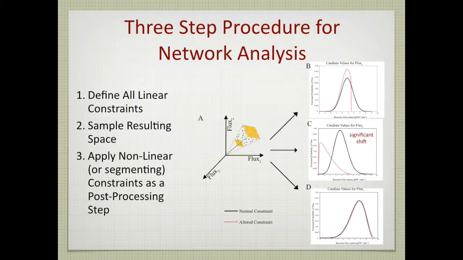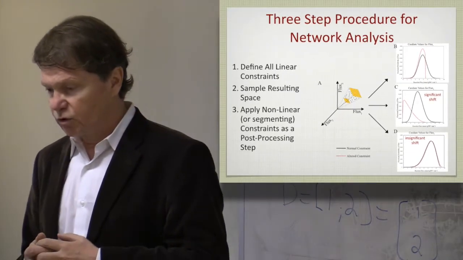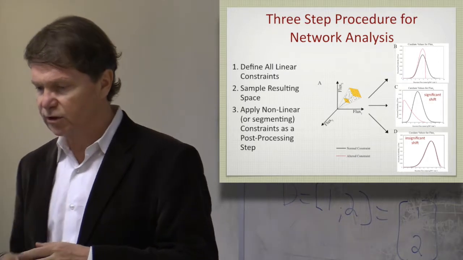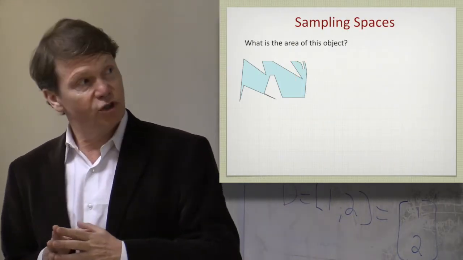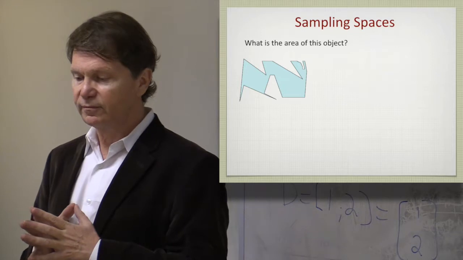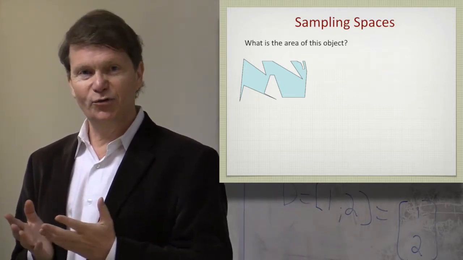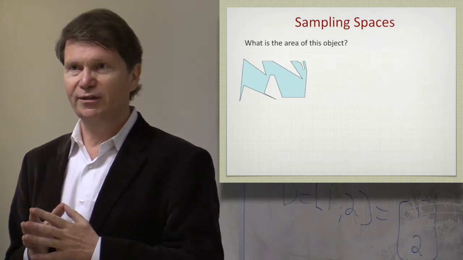And you see in some cases there may be a big difference between these 2 sampled sets, suggesting that that particular flux will be quite different on average in the smaller space than the full space, whereas there could be other fluxes where it makes no difference whether you're adding that constraint or not. So this is the sort of thing we're going to be talking about. So let's first start by looking at this odd-shaped object here. What is the area of this object? How do you figure out the area of this object?